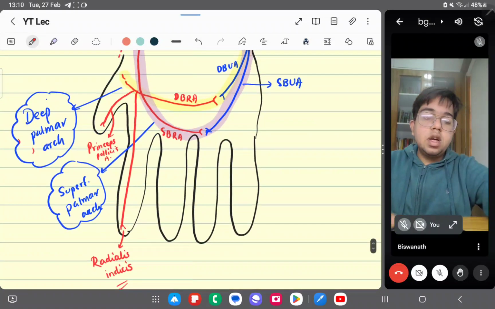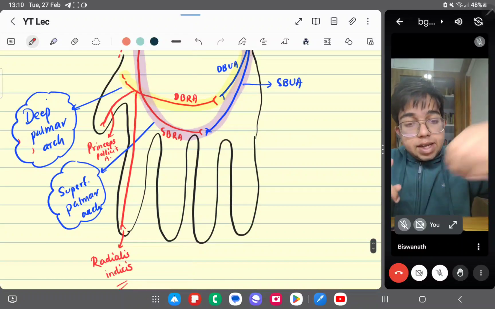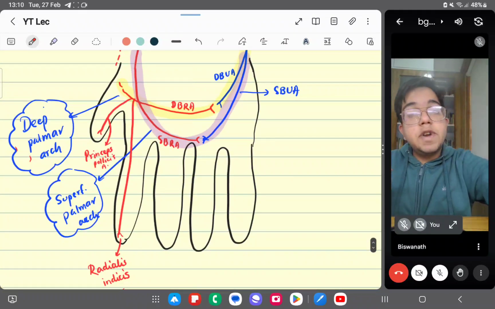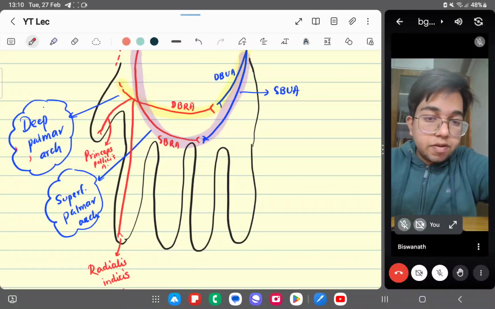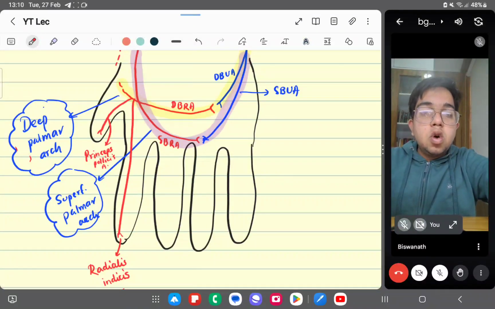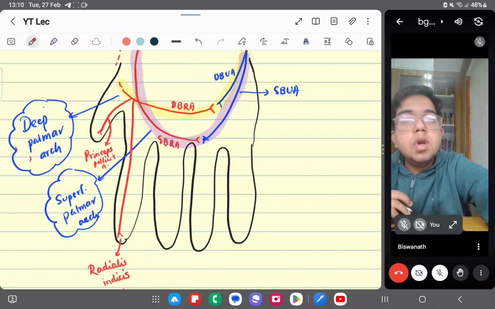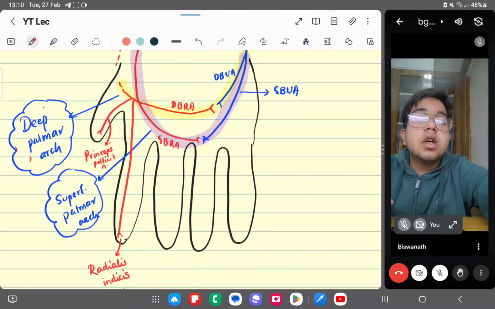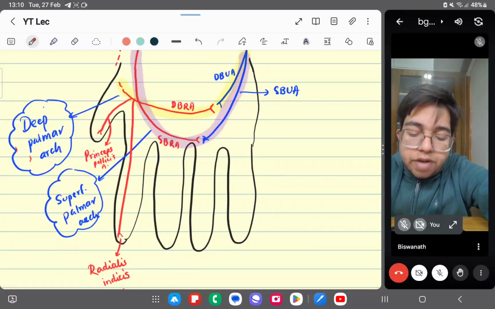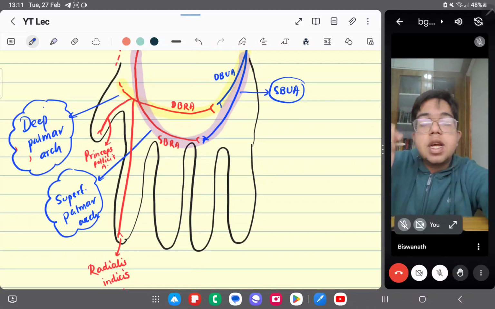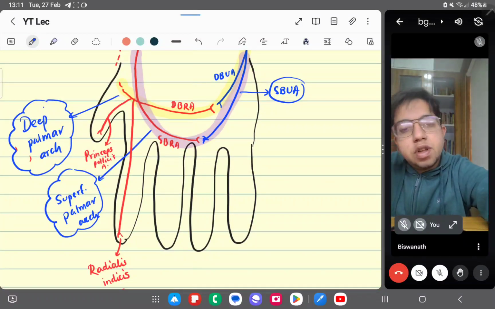Okay, and so princeps pollicis and radialis indicis are the branches of the deep branch of radial artery. The deep branch of radial artery. Okay, did you understand? Afterwards, the superficial branch of ulnar artery will give more branches to the fingers.